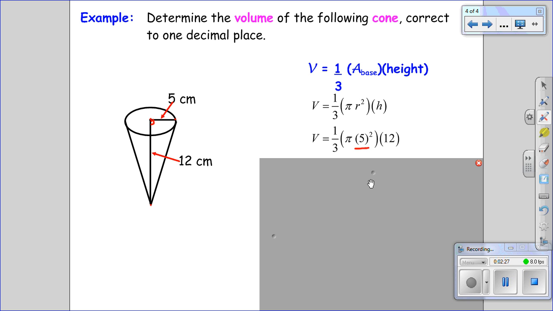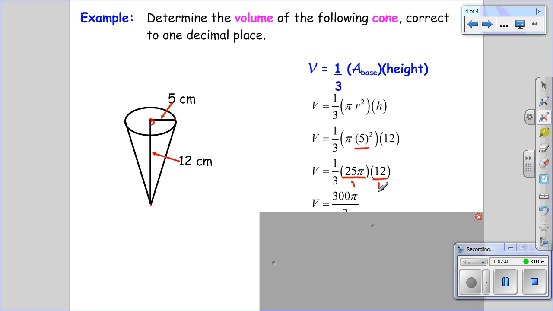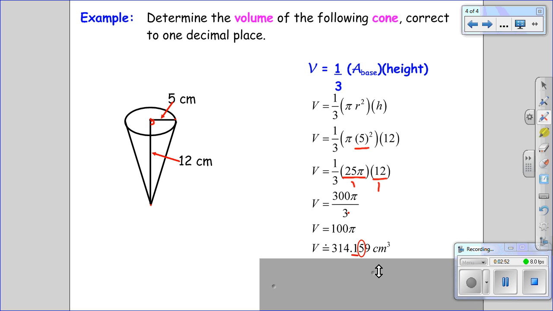and our good friend BEDMAS tells us to do inside the brackets first, and once inside the brackets we follow BEDMAS, so we do the exponent first. Now that we've done that, we can multiply straight across. Remember, this is 25 over 1 and 12 over 1, and 25 times 12 is 300, and the pi gets multiplied, and the denominators are 3 times 1 times 1. And we can divide 300 by 3 to get 100 pi.